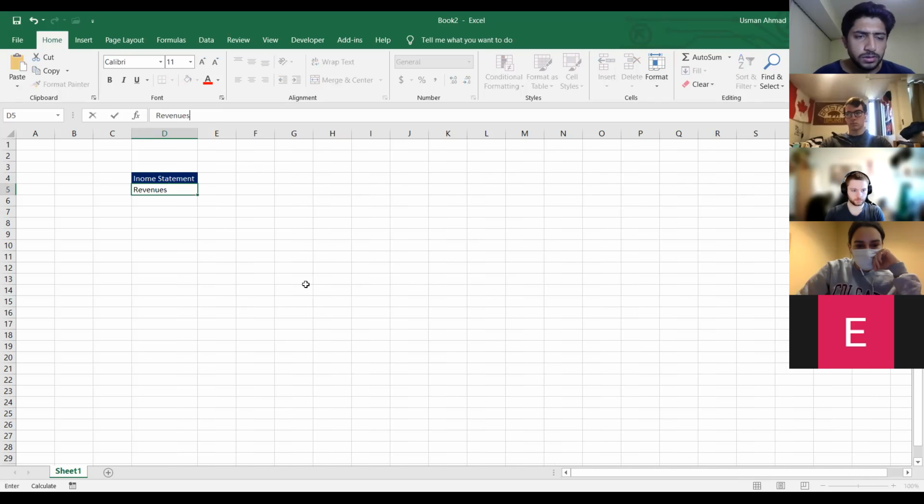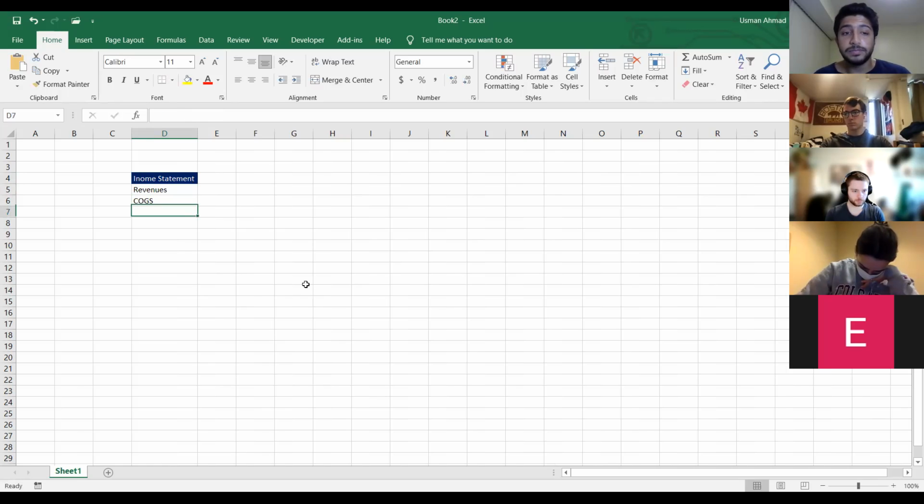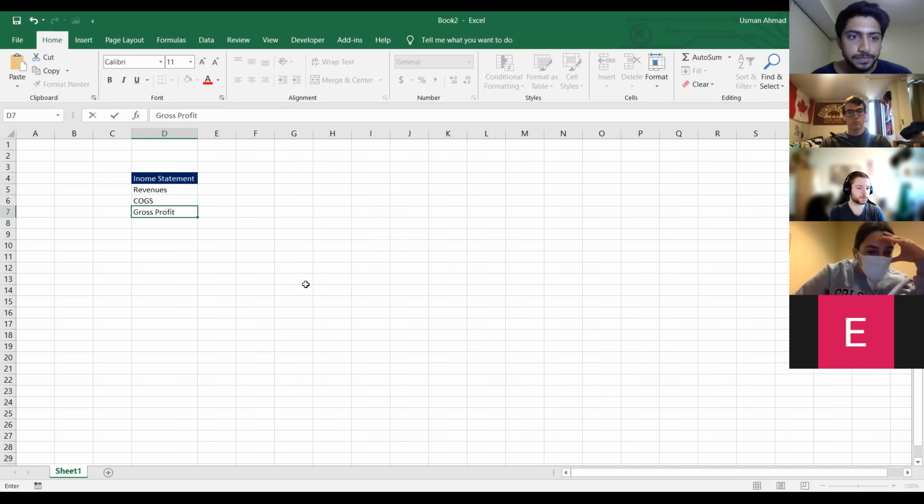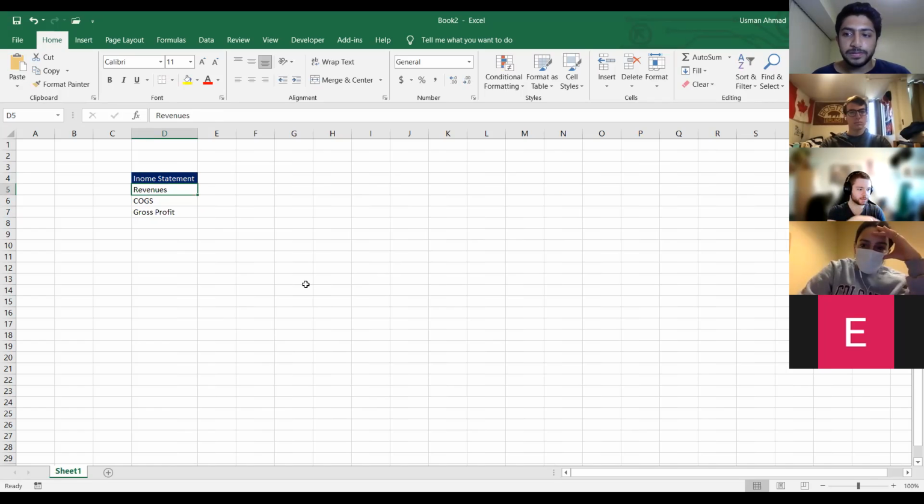So revenues. Actually, could anyone tell me what the line items are for the income statement? Can you clarify what you mean by line items? So just any lines on the income statement? Yeah. So revenue is a line item. COGS is a line item. Sorry, I should have made that clear. Any row of a particular statement is called the line item.